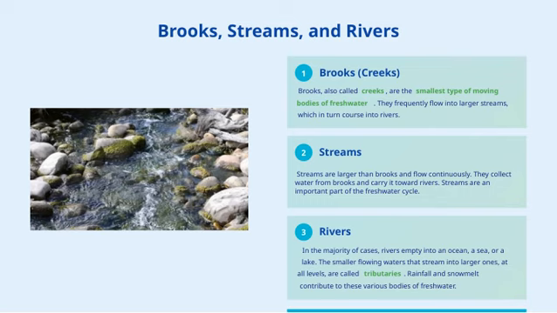Finally, we have rivers. In most cases, rivers empty into an ocean, sea, or lake. Along the way, smaller flowing waters called tributaries feed into these larger bodies. And all of this starts with rainfall and snowmelt, which contribute to filling these various freshwater sources. Did you know? Water flows from the tiniest brooks all the way out to the ocean, creating a connected network of freshwater bodies. It's a fascinating and vital system that keeps our water cycle moving smoothly.